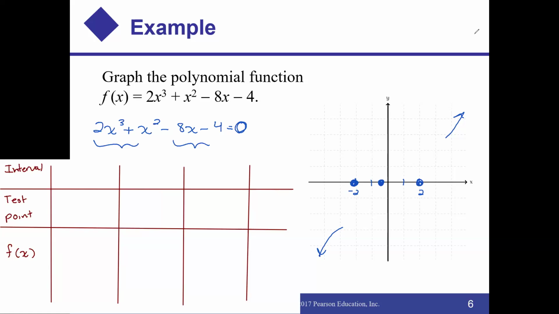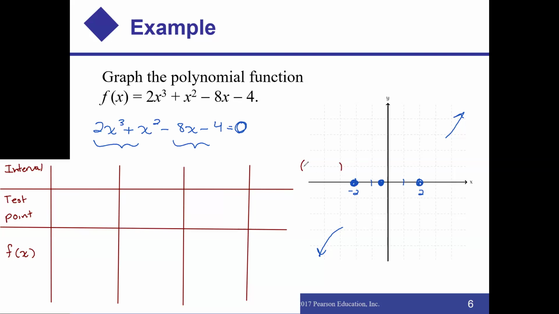Okay, so I made a little chart here. Like I said, we're not going to use the multiplicities this time. We're going to test our intervals. You could use the multiplicities again if you wanted to, but like I said, this is an alternate method. What we have here is a couple of intervals that are broken up by these zeros.